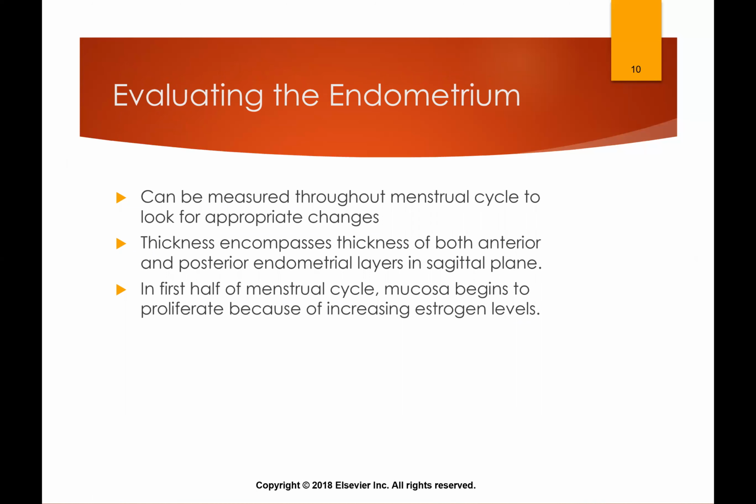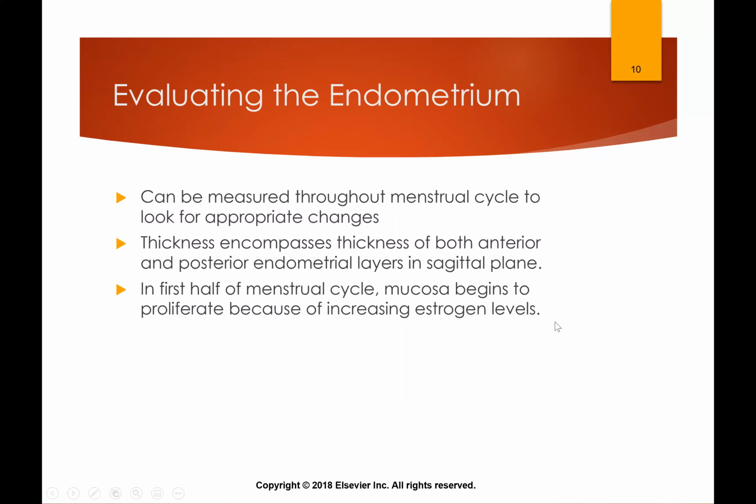Okay, so evaluating the endometrium. It can be measured throughout the menstrual cycle to look for appropriate changes. Now, if you remember, after menstruation, it's pretty thin, and then as you go through the different stages, like the proliferative phase and the secretory phase, it should get up to about 15 millimeters. If it's greater than 15 millimeters, it's considered too thick. The thickness encompasses the thickness of both the anterior and posterior endometrial layers in the sagittal plane.